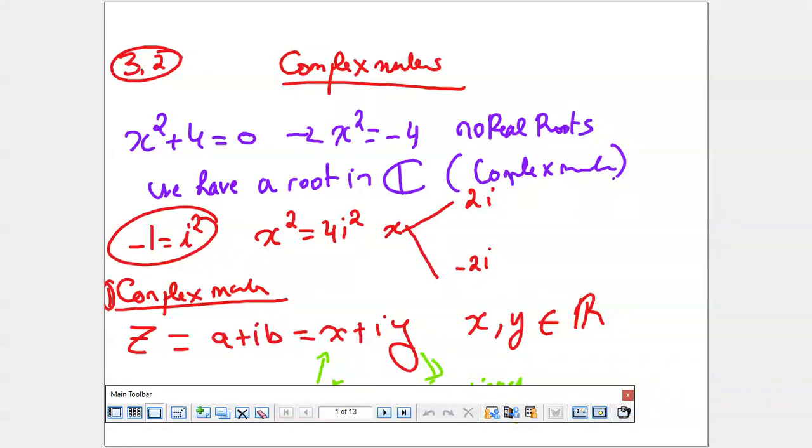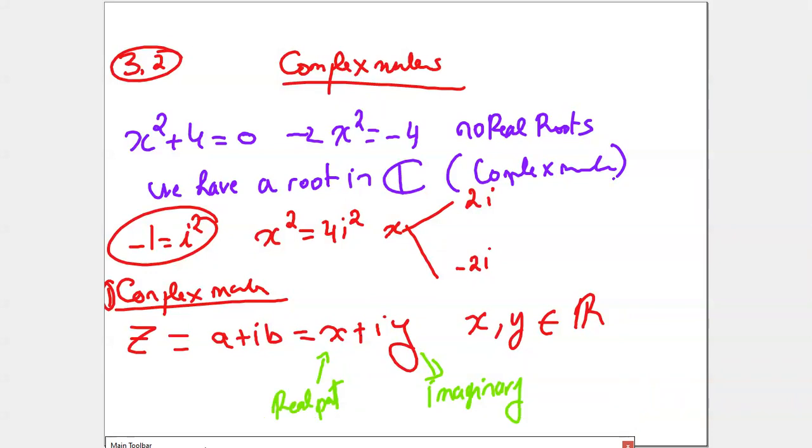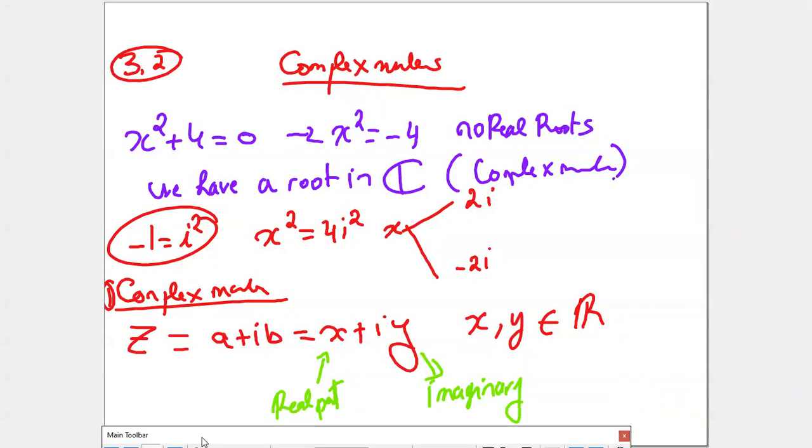Now we are in lesson 3.2. It's complex numbers. First I will tell you why we use it. If you remember in the preceding lesson, I told you when delta is negative, I said no real root, but we have a root in C.